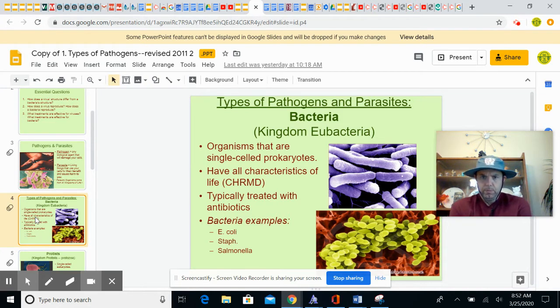So remember, anything that's alive has to coexist with this idea of cells, homeostasis, reproduction, metabolism, and DNA. So bacteria fit into this. They're a different kind of cell. They're different than a eukaryote cell. Remember, they are a prokaryotic cell. Examples are E. coli, staph infection, and salmonella.